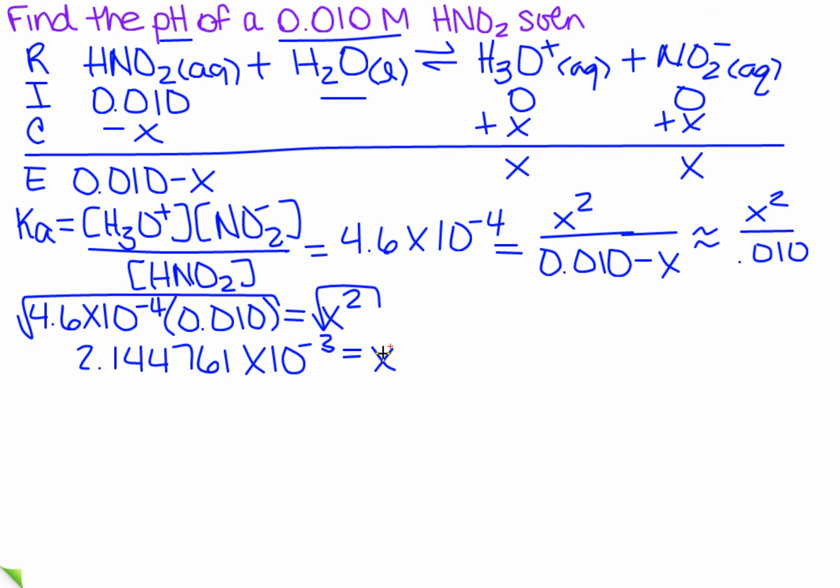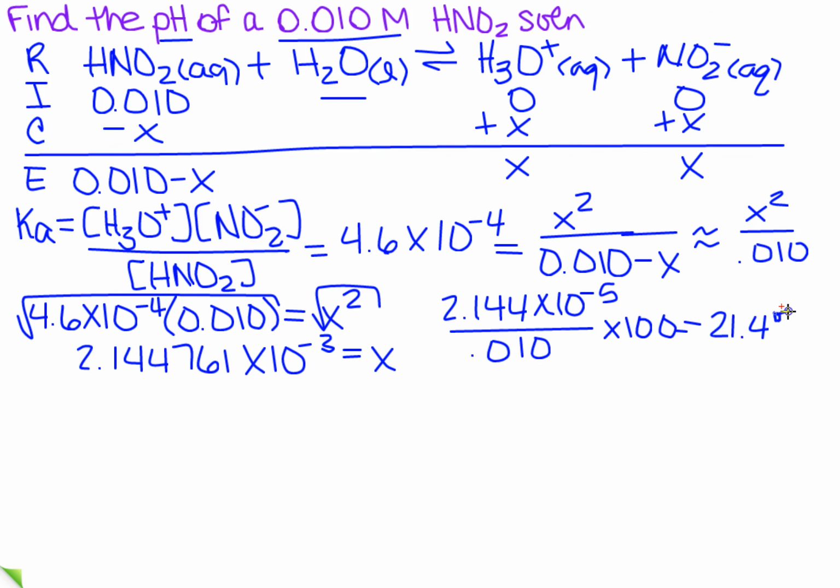And then when I plug that in, I would take 2.144, and I just used a couple of them, it's not going to make a big difference, over the actual initial concentration times 100. Oh man, I got 21.4%. That means I can't approximate it. So what we're going to do is go back up here, and I'm going to start again at this step up here.